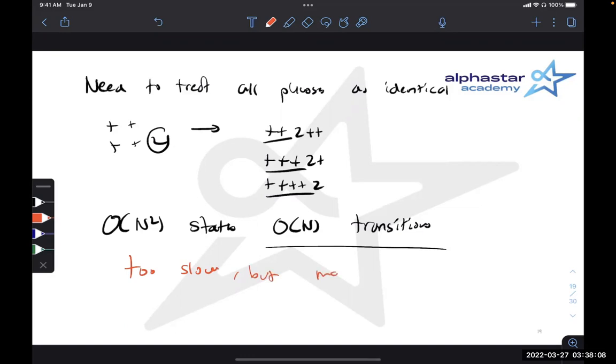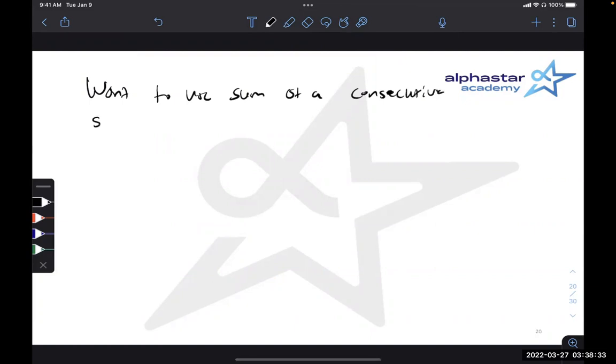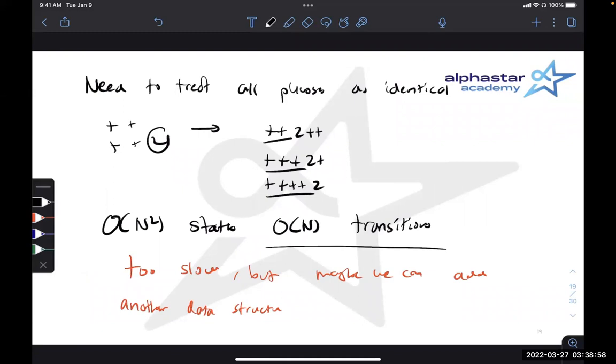But maybe we can add another data structure. Because in this case, we're probably gonna be summing over a consecutive sequence. This implies we could use any sort of range sum structure, or just prefix sums, basically just another DP function. We just compute the prefix sums in the table and look those up instead. And so we can actually avoid the loop, we can ask for, given a fixed i, a range of j, or given a fixed j, a range of i.